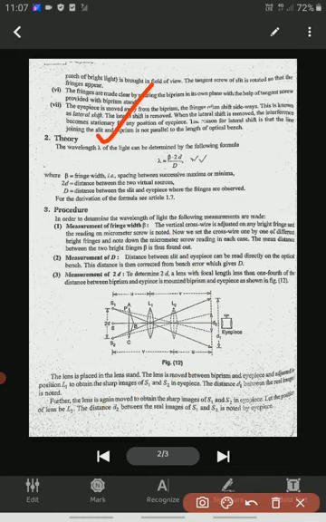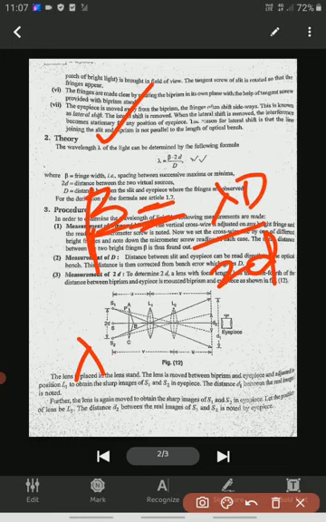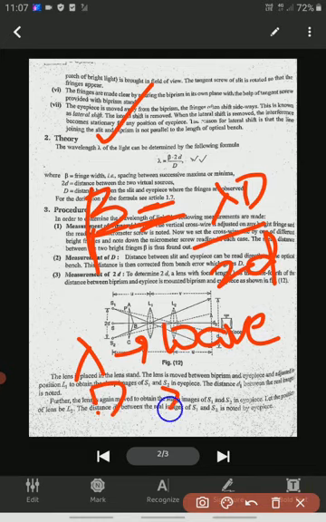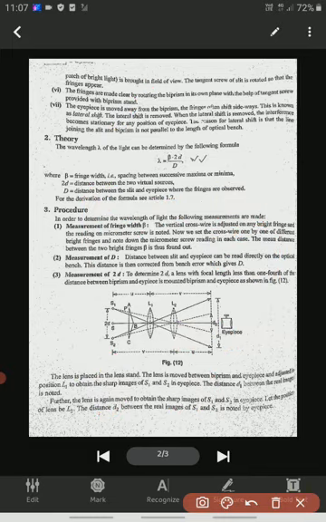Last class when I explained to you, the fringe width beta is equal to lambda D by 2d. Lambda is the wavelength of the incident wave, D is the screen distance, the distance between the slits and the screen, and 2d is the distance between two coherent sources, or the distance between two slits. From this formula we can derive lambda is equal to beta into 2d by D. So we can calculate the wavelength of the light from this formula.